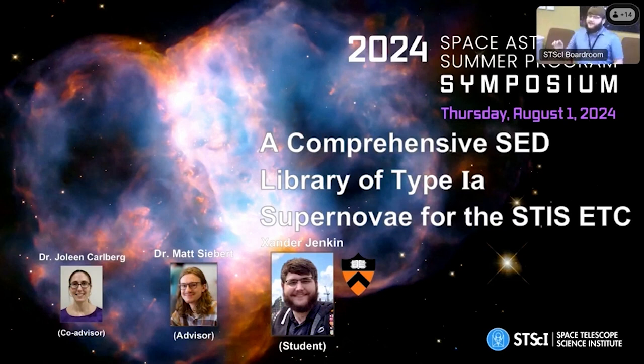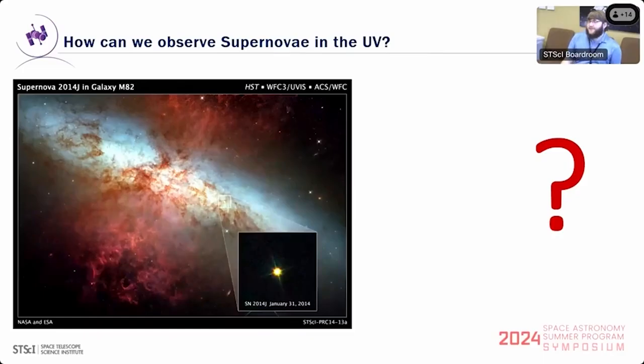All right. Hi, everyone. I'm Xander Jenkins, and this was my summer project on making a comprehensive spectral energy distribution library of type 1a supernovae for the STIS exposure time calculator. That is a mouthful. I'm so sorry. It's really not that bad. We'll get there. So first big question, how can we observe supernovae in the UV?